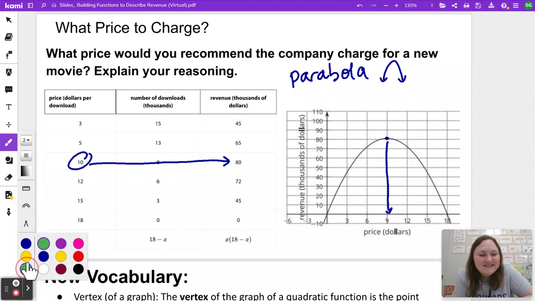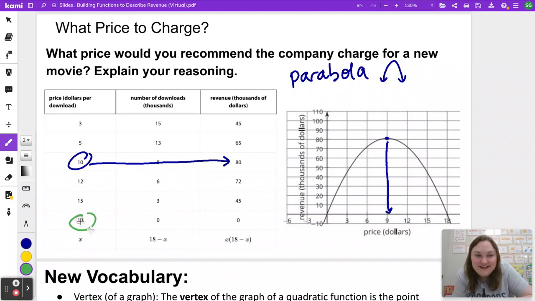I've also had students say, well, you really shouldn't sell it for $18 because $18 you predict to make no money. We had that point, $18 at a revenue of $0. And I agree. If you set it for $18 or notice anything more than $18, you're not predicting that you're going to make money. Is there any other point where you would say, nope, don't do that?